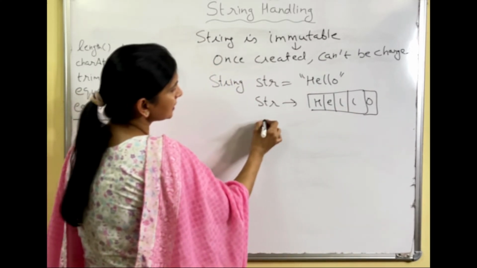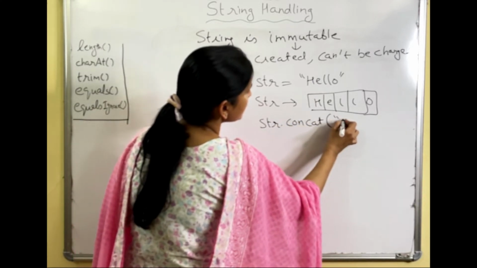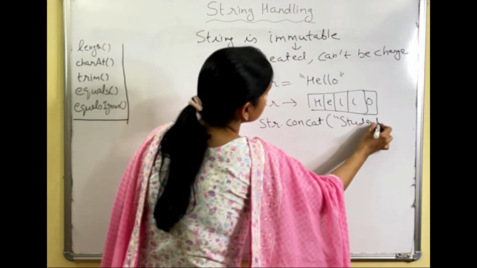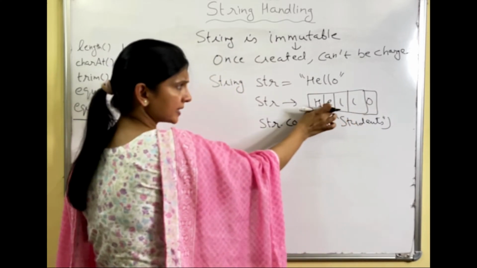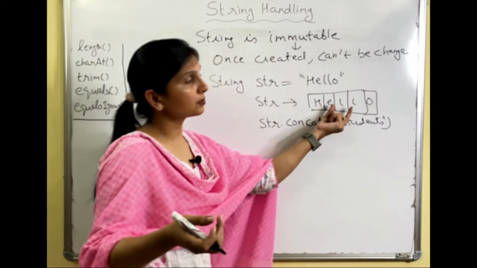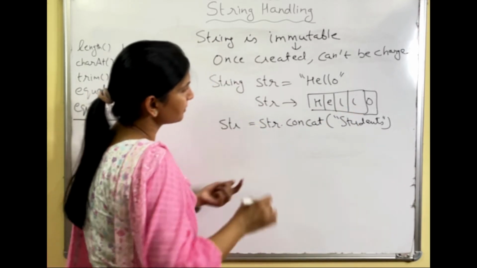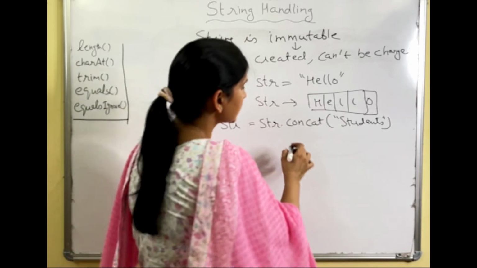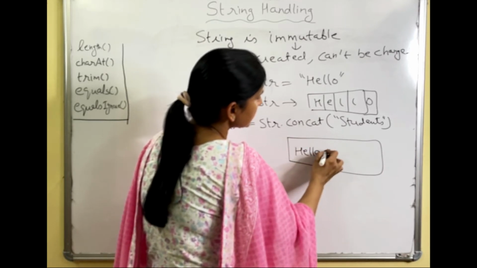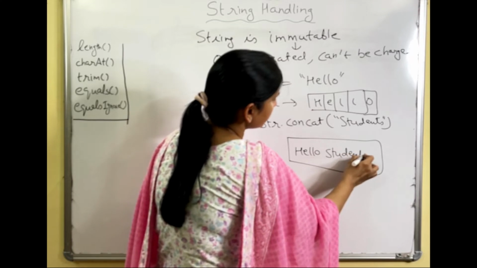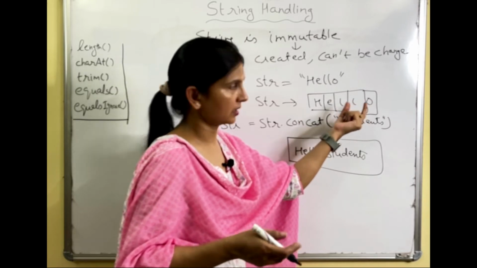Now I am using the concat method with str.concat students. So what does it mean? It looks like we are combining the students with hello, right? But as it is immutable, it's not possible to add anything in the given string. So what is actually happening? The virtual machine is creating a new object after this, and that is hello students. Why a new object? Because we cannot make changes in the given string as it is immutable.